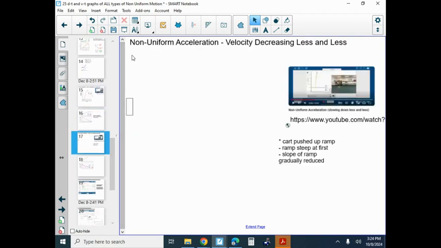And now we've got velocity decreasing less and less. And so this is a cart pushed up a ramp that's steep at first, but then the steepness is reduced. So it's slowing down, but quickly at first and then slower by less and less.